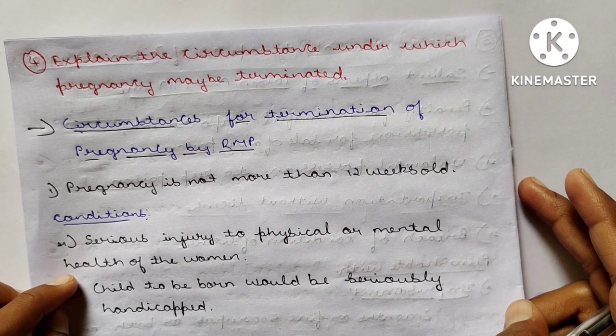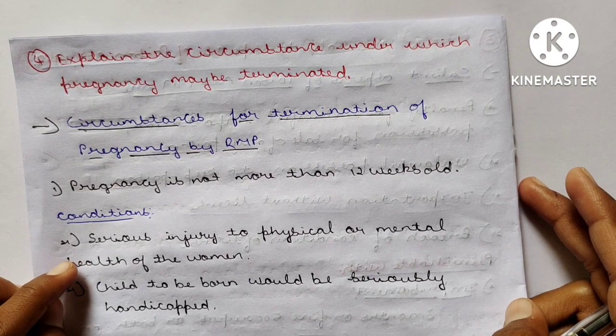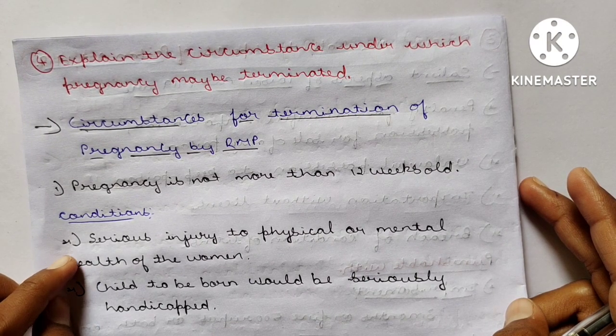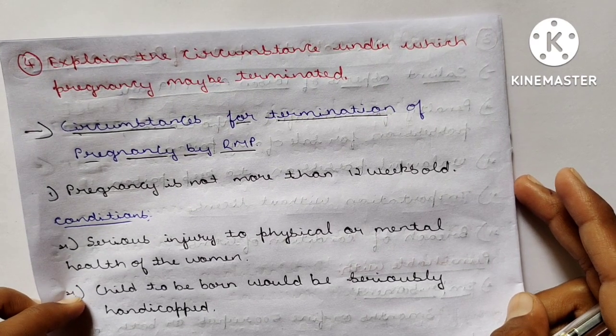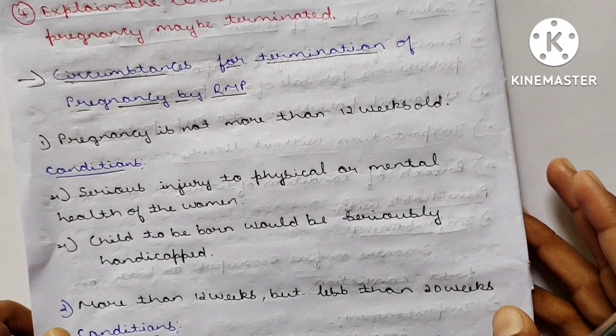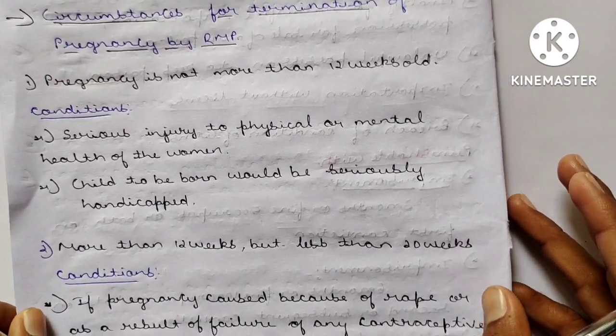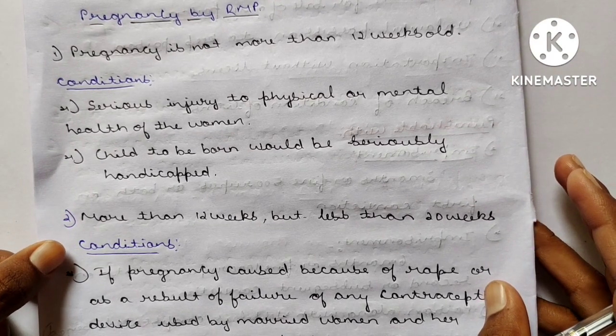Serious injury to the physical or mental health of the woman. Termination of pregnancy can be carried out only when there is serious injury to the physical or mental health of the woman, or when the child to be born would be seriously handicapped. Okay, more than 12 weeks but less than 20 weeks. Now the conditions: more than 12 weeks but it should be within 20 weeks.